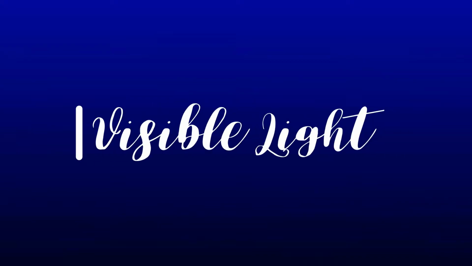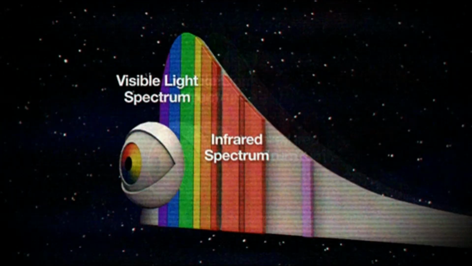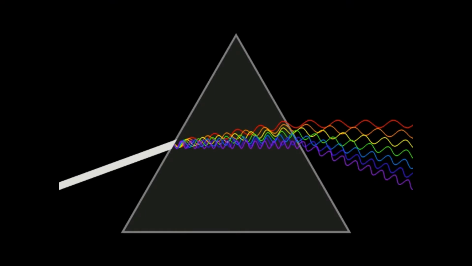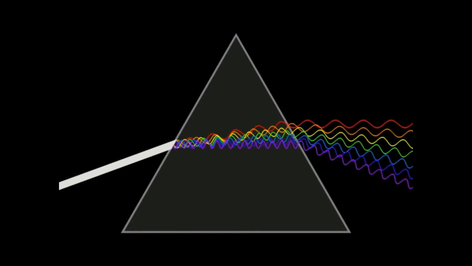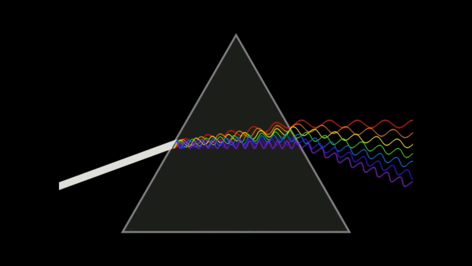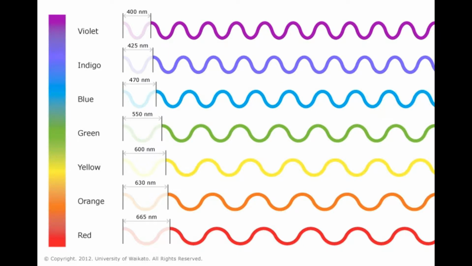Visible light. The spectrum of light is therefore called visible spectrum. When white light passes through a prism, it is separated into its constituent colors: red, orange, yellow, green, blue, indigo, and violet. Red has the longest wavelength from among these colors and violet has the shortest.